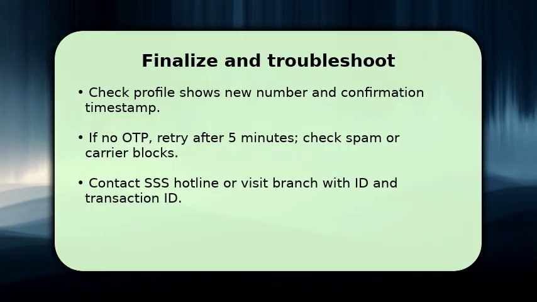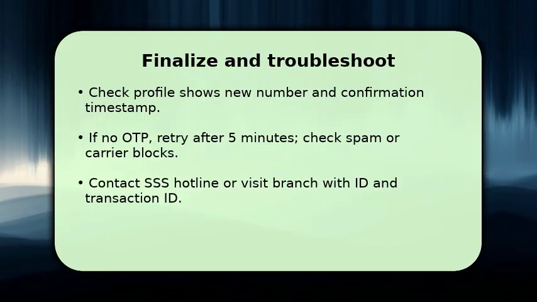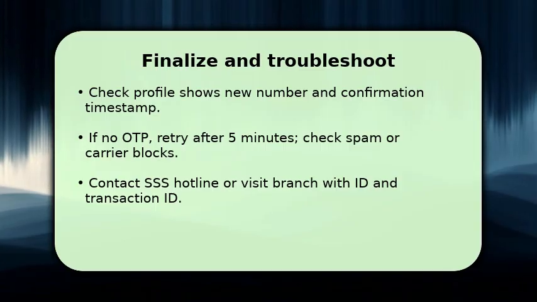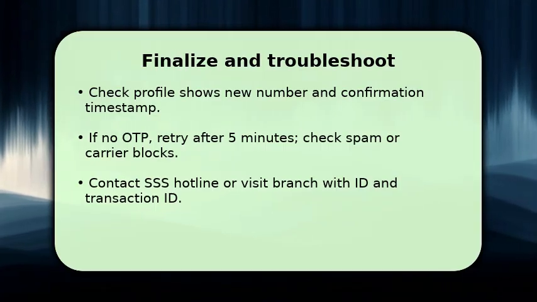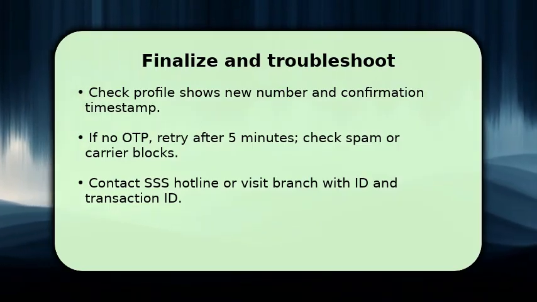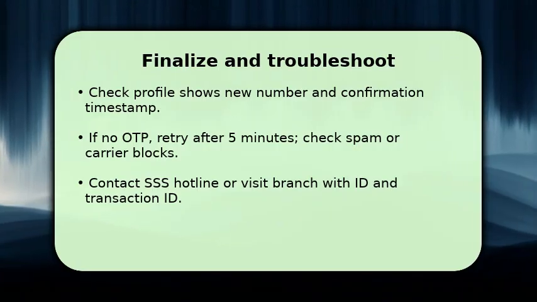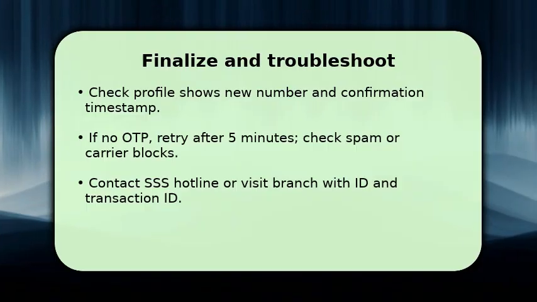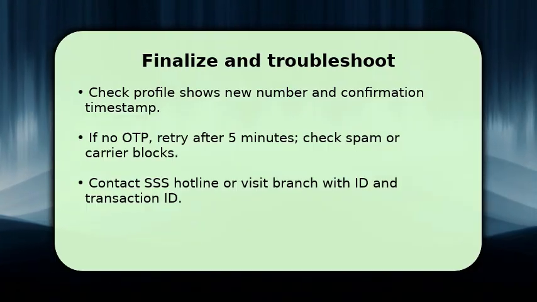the update went through. If you don't get an OTP, wait 5 minutes then retry. Also check your email spam folder and verify your carrier isn't blocking short codes. If problems persist, contact the SSS hotline or go to a branch with your ID and the transaction ID you saved. They can manually verify and complete the change to prevent missed benefits notices.